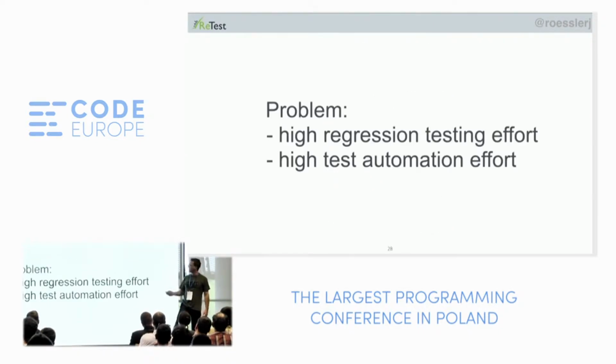So we essentially have 2 problems here. Regression testing is a lot of effort, and test automation is also a lot of effort. So there's 2 evils, and you can choose.